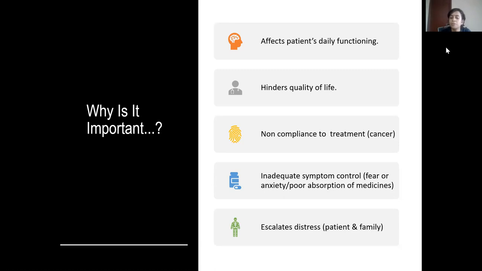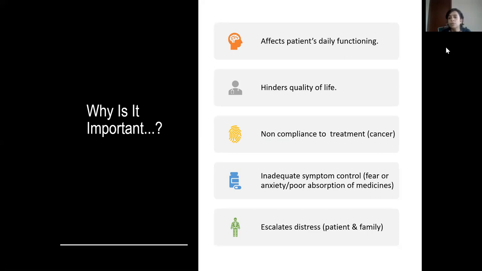Sometimes they will be on oral chemotherapy or other medications which are important to them. The poor symptom control would be one problem with nausea and vomiting. And of course, it escalates distress in patients and family. If the family member is seeing the patient vomiting continuously, unable to take anything, and all the medications and everything is coming out, it is quite distressing.